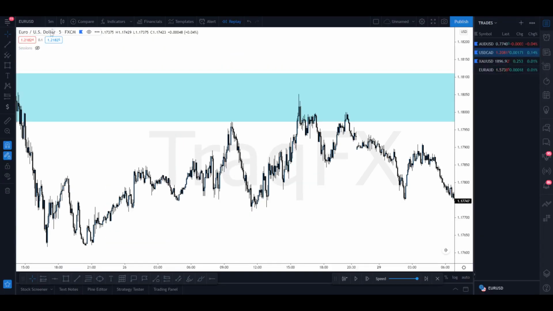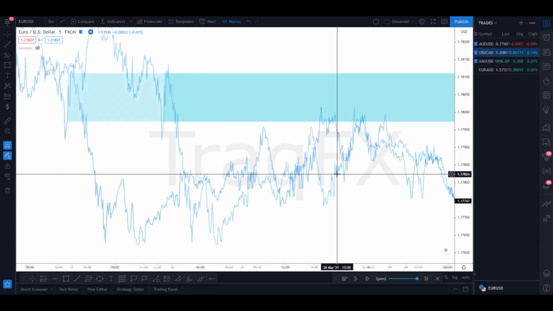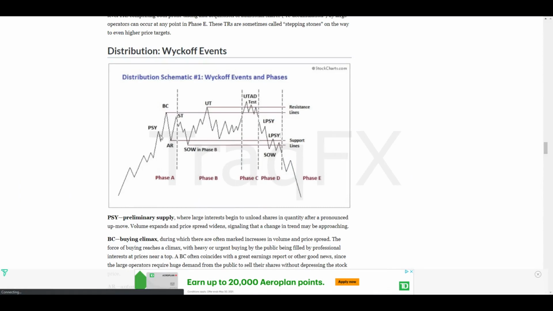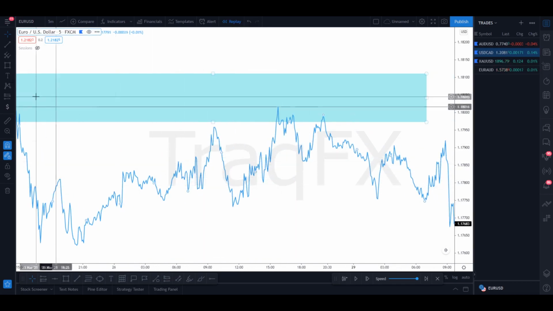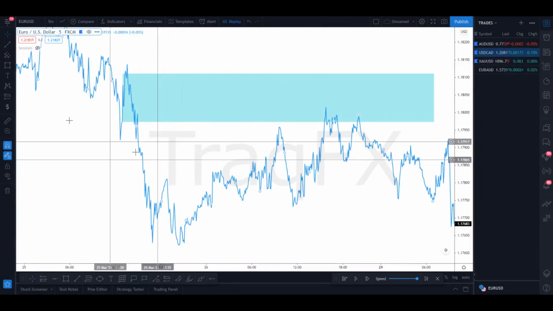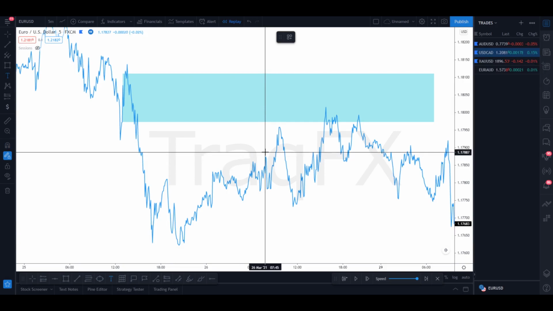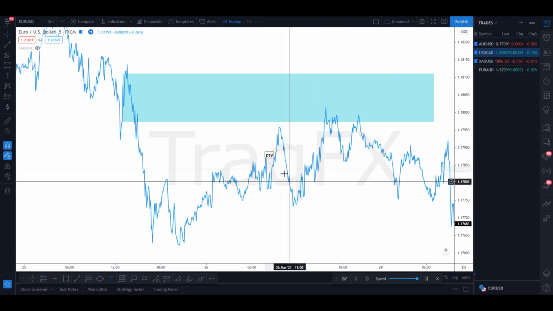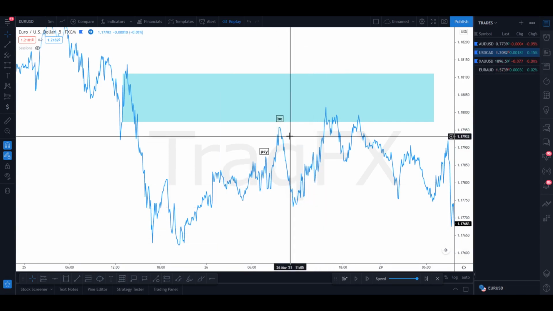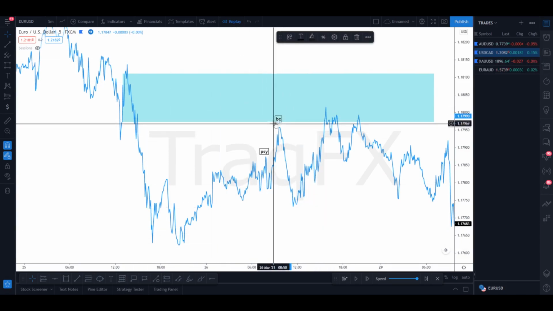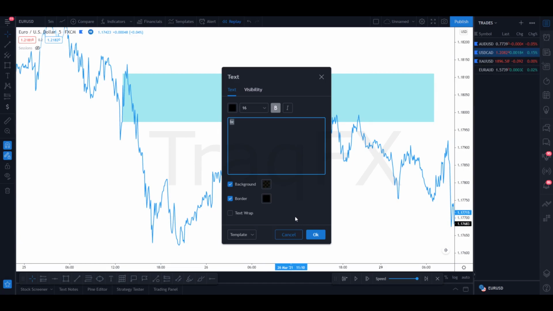So let's look for a PSY. PSY is supposed to be the last point of support or the last point of supply before the buyer's climax. So let's see if we can find that. Right over here, boom, right here, I see it. So we have our PSY right here, our last point of supply. And right after that, we're followed by a major drop.